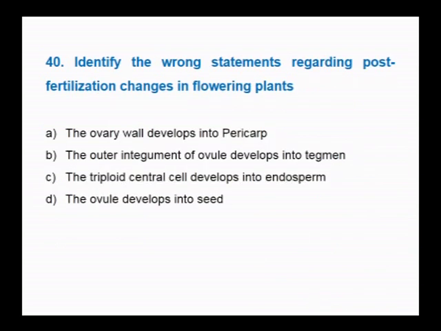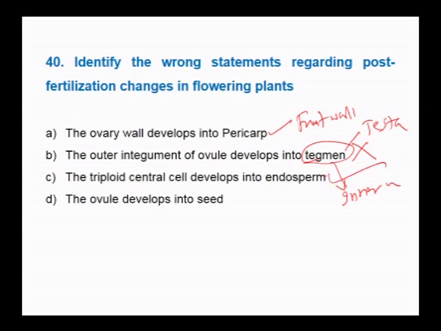Next question. Identify the wrong statements regarding post fertilization changes in flowering plants. This question I already discussed even in the first chapter. The ovary wall develops into pericarp, correct, also called the fruit wall, correct. The outer integument of the ovule develops into tegmen. See, this is wrong. The outer integument develops into testa. The tegmen is developed from the inner integument. Therefore this statement is wrong. The triploid central cell develops into endosperm, correct. The ovule develops into seed, correct. Therefore the wrong statement is B, the answer is B.